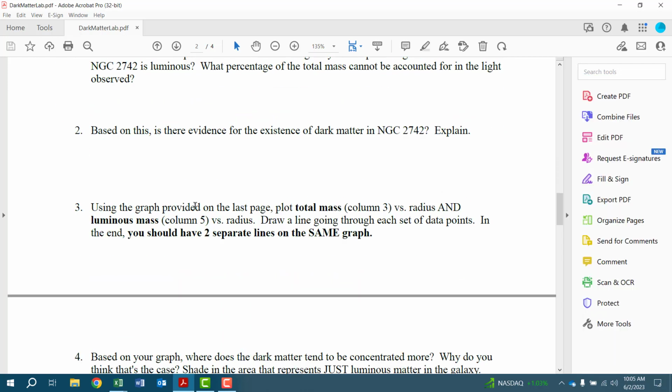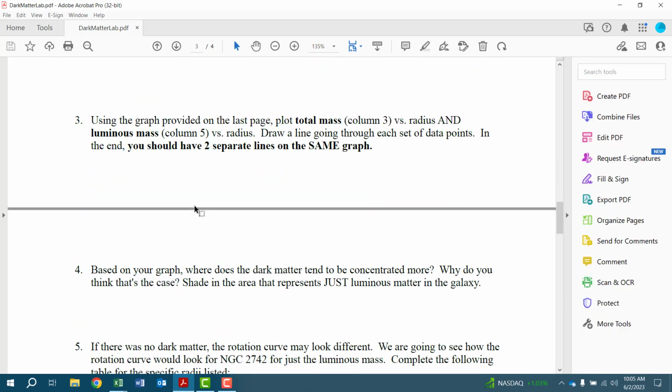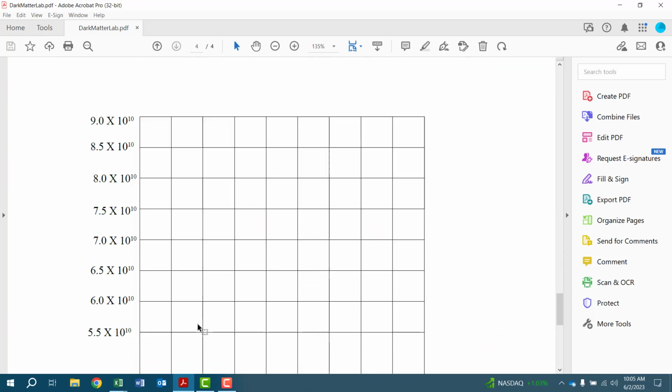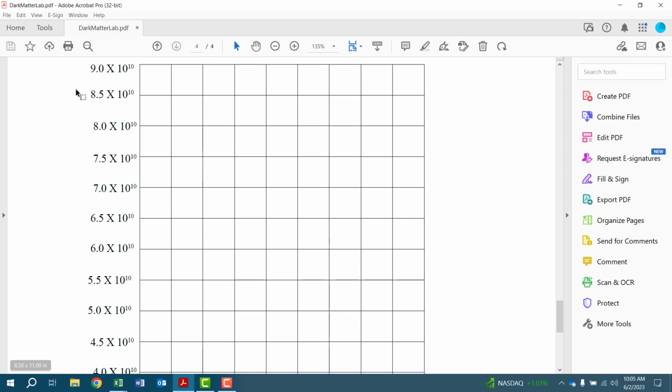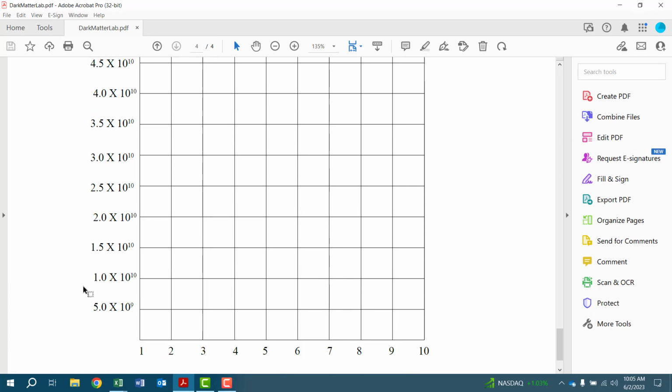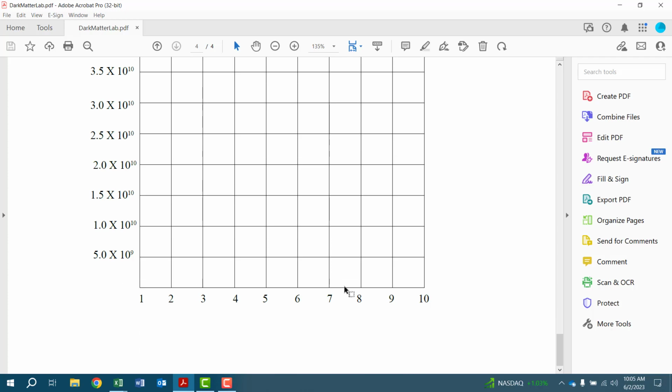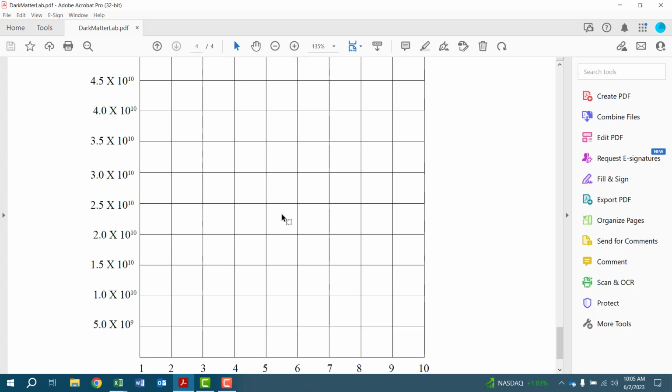Here comes the part where we graph, and this is where Excel is especially useful. We need to graph mass vertically and radius horizontally. So they gave you a piece of graph paper at the bottom. The vertical numbers represent how much mass is within the orbit at various radii, and then these are the radii themselves. We're going to get some sort of curve.